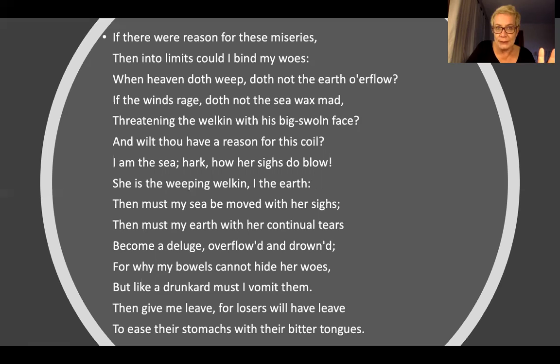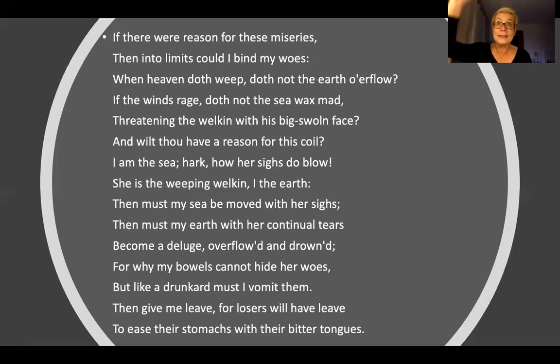Let reason govern thy lament, says his brother. If there were reason for these miseries, then into limits could I bind my woes. In other words, if it was rational that I was suffering that much, then yes, I could be rational and contain all my sorrows into limits. He leaves that thought then, and then he goes into this other one about the force of nature. When it rains, when heaven doth weep, the earth overflows, it floods. When there's a hurricane, the sea waxes mad, huge waves, tidal waves, flowing, ebbing and waning.